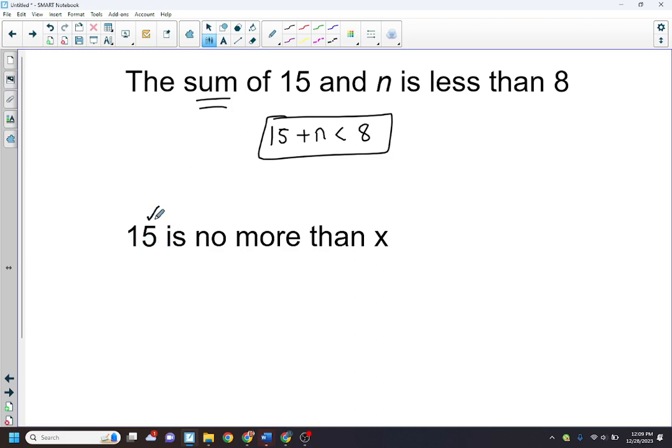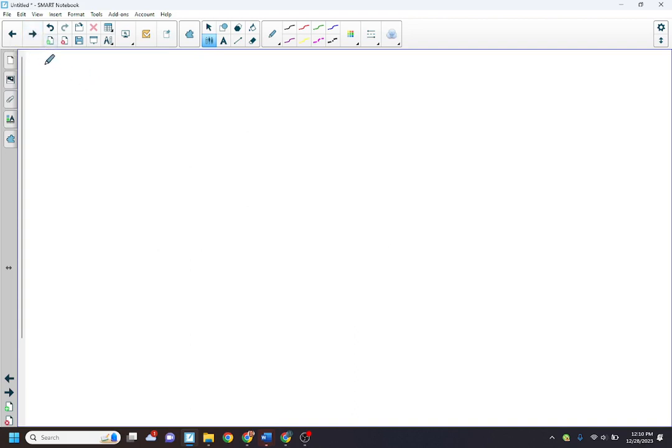This one, 15 is no more than x. So be careful. If it's no more, I cannot be above 15. So 15 is no more than x. 15 cannot be bigger than x. So it must be 15 is less than or equal to x. There's a bunch of translating in the practice worksheets.